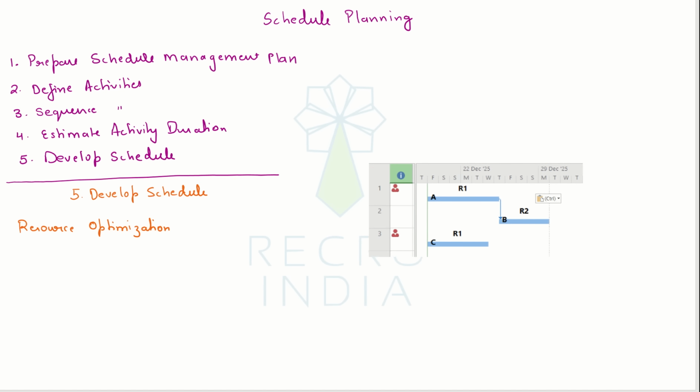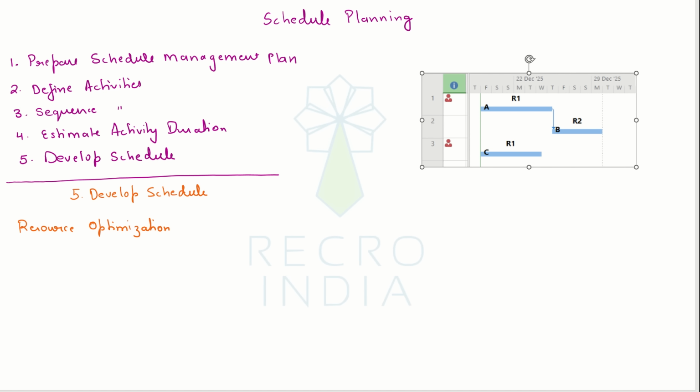So see, I have brought one example up on the screen. Over here I have three tasks, A, B and C, where A and C are running in parallel, but by mistake I have assigned the same resource R1 on both the tasks, making this a resource over allocation. You can see the red man icon here, which indicates that these two tasks are utilizing a resource more than their available capacity.